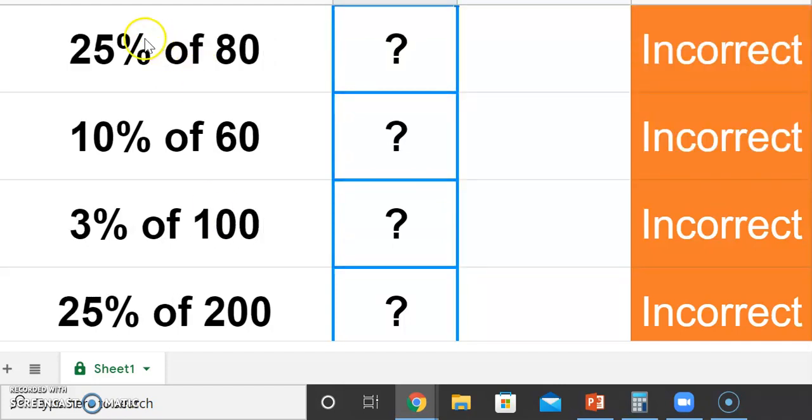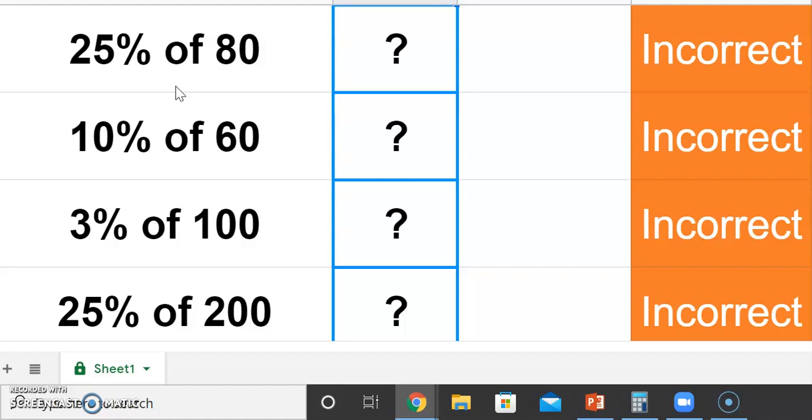Okay, moving on, 25%. We have a couple ways to think about this one. We can think about 20% and 5%, and then add those together. I know 10% of 80 is 8, so 20% is 16. And so if 10% is 8, then 5% would just be 4. So I would have the 16 plus 4.